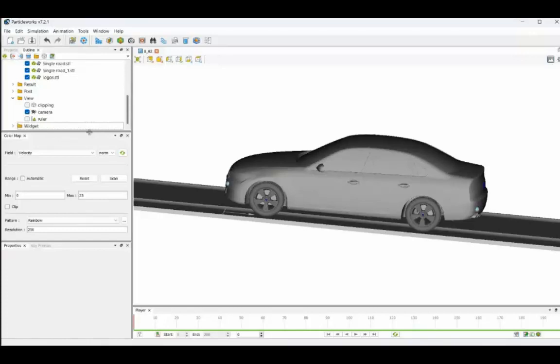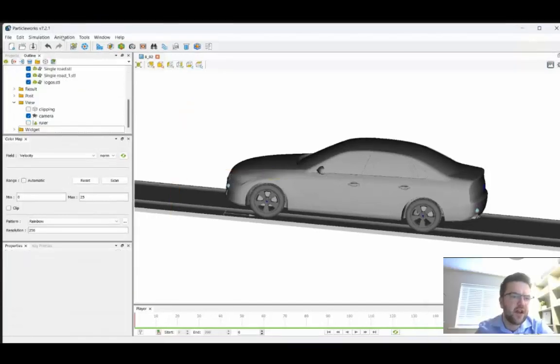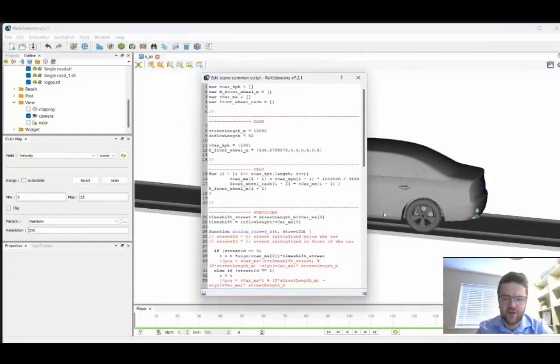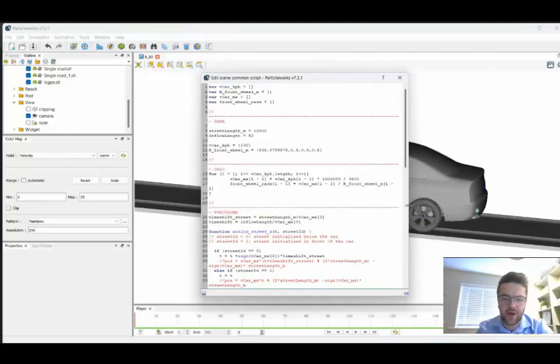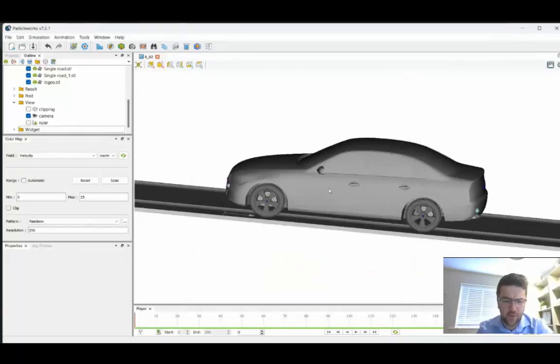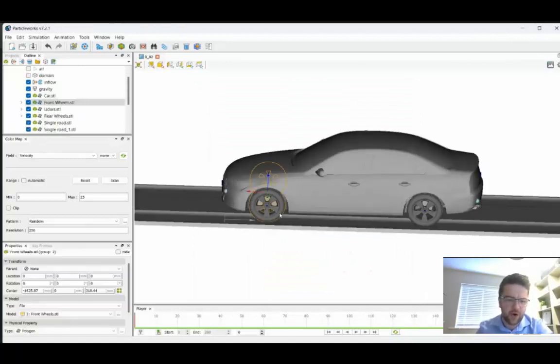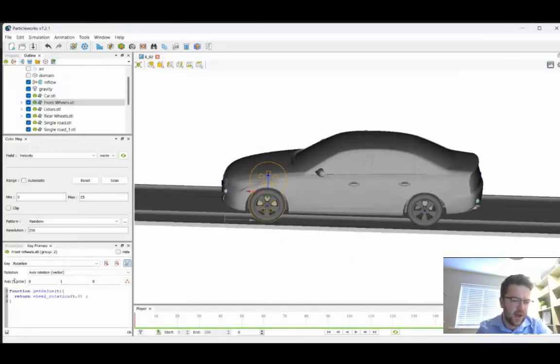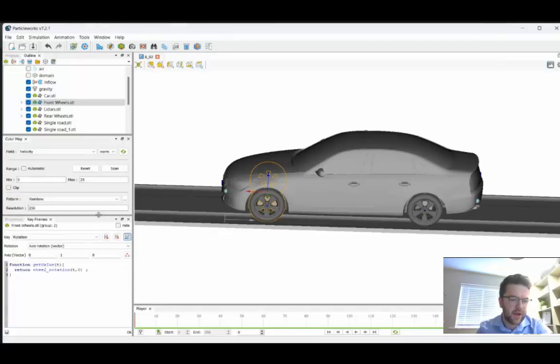Okay, yeah, I'll probably go into Particle Works and show how that's done. We have this area called a common script. This is just a scripting environment where we can define different functions and then call them on the component level. Each component has a keyframes environment where we can define keyframes time-wise, so we can just say at time 0 be at this location, and so on.